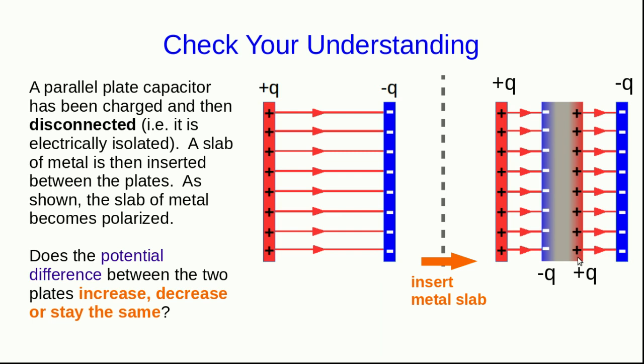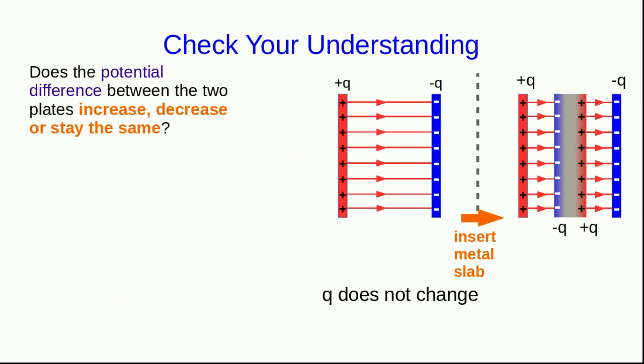Well, how did you do with this question? This is a bit of a tough one. So what do we know? We know that the charge on the plates doesn't change. The significance of that is that the E field strength in the regions where there is a non-zero E field is proportional to Q, because it depends on the charge density, and that didn't change.